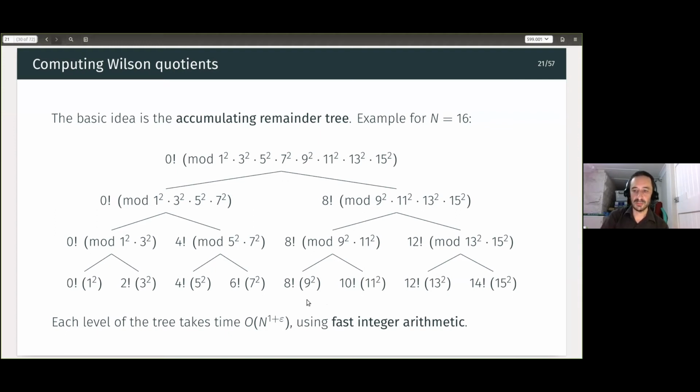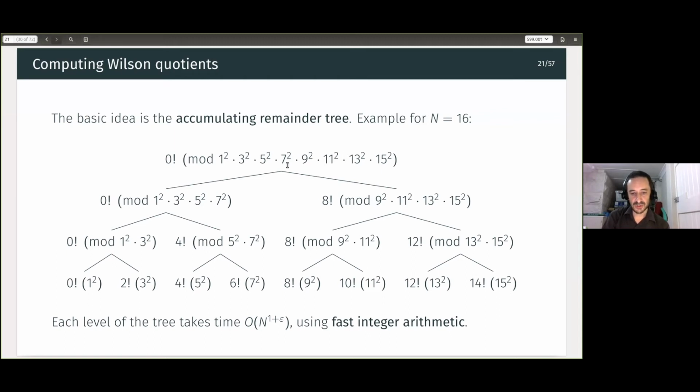So the numbers we want to compute are at the bottom of the tree. So for example, 4 factorial modulo 5 squared, that's the Wilson quotient for p equals 5, and 6 factorial modulo 7 squared. I've also got 8 factorial modulo 9 squared, which is a bit silly because 9 is not a prime, but it doesn't matter. It doesn't hurt to compute that as well. And then basically what you do is you start this quantity at the top of the tree, and if you stare at this for a few moments, you'll see what the pattern is.